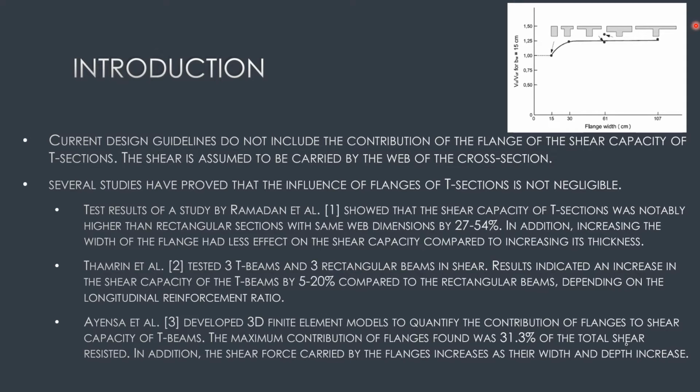In another study by Tamrin et al., they tested 3 T-beams and their corresponding 3 rectangular beams in shear. The results indicated an increase in shear capacity of T-beams by 5 to 20% compared to the rectangular beams, depending on the longitudinal reinforcement ratio. Finally, Ayanza et al. developed 3D finite element models to quantify the contribution of flanges, where they found that the maximum contribution could reach up to 31%. And Ayanza et al. drew this graph where you can see that as the geometry of the flange increases, the enhancement in the shear capacity increases up to a certain point, which was found to be 25%.